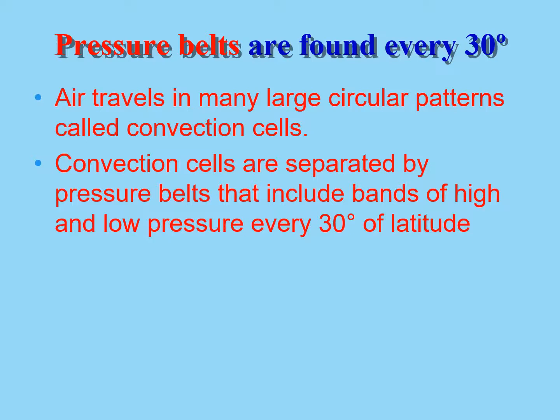Pressure belts. So we just talked about what is wind and how it's just air traveling from the equator to the poles, air traveling from the poles to the equator. Because they're different temperatures, they have different air pressures, and because of the differences in air pressure, you get your wind. And so as air travels in many large circular patterns called convection cells, they are separated by pressure belts that include bands of high and low pressure every 30 degrees of latitude.